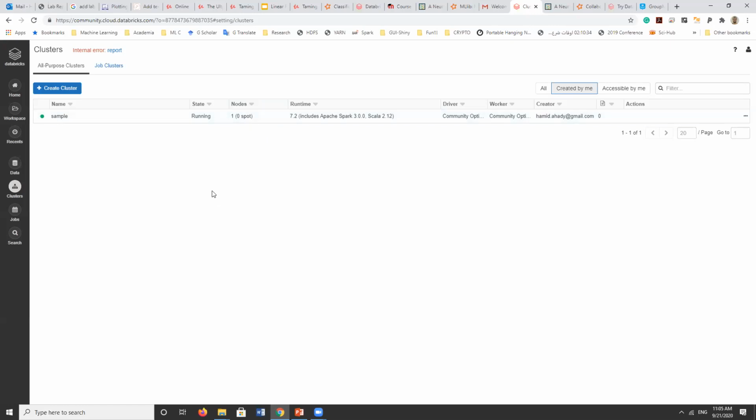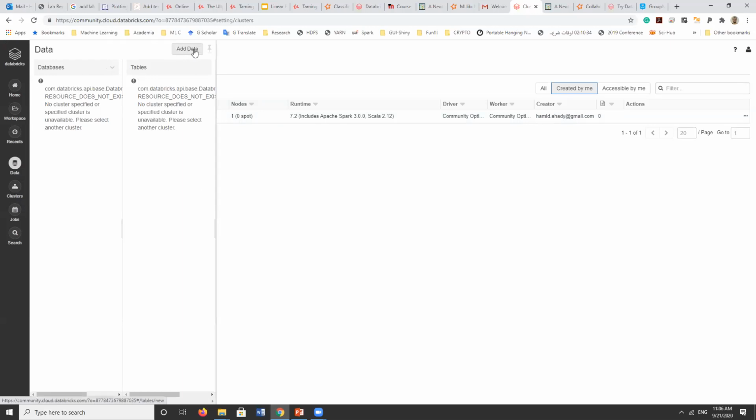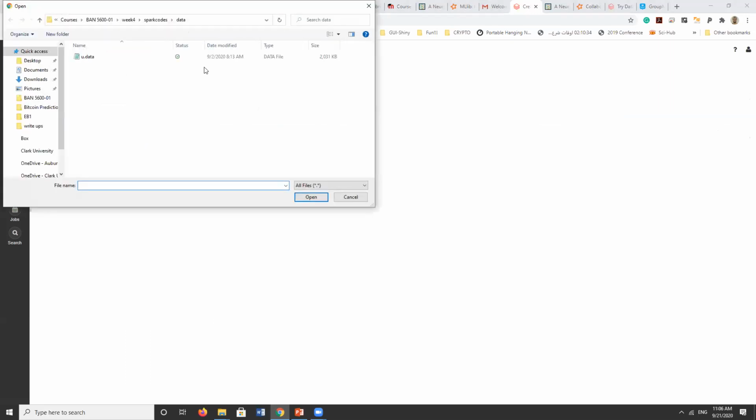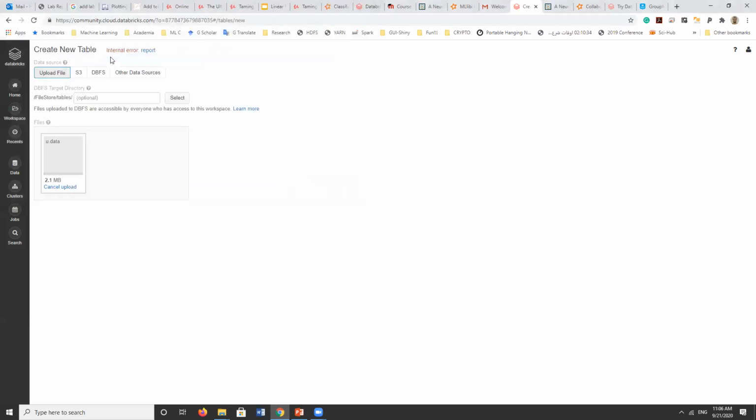So next step, we need to import the movie lens data into our cluster. On top of the cluster icon, there's a data icon. Click on data, then click on add data. Here you see there's a browse part. Click on it and find u.data from your local system. It's a 2 megabyte file. If you could load it successfully, you see the green sign here.